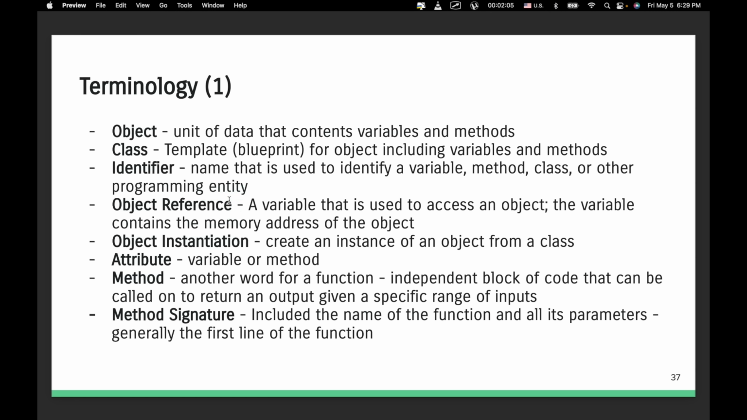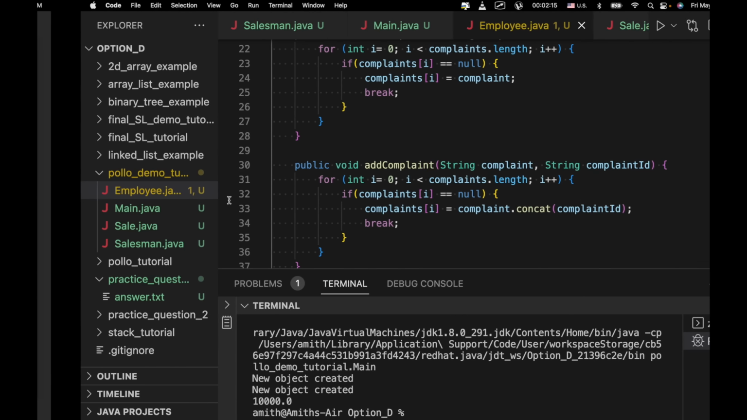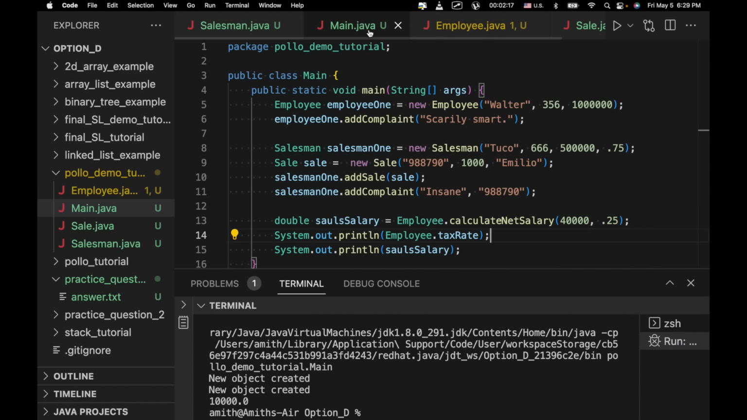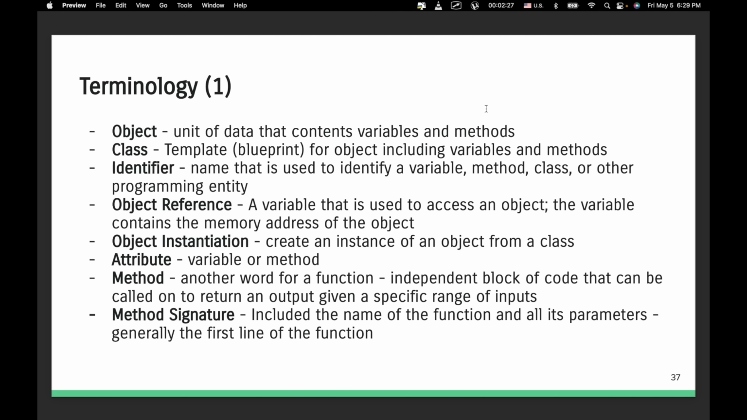The second is object reference. When we're talking about an object reference, we're talking about a variable that is used to access an object. That variable contains the memory address of the object, which is the reference. So right here, when we have employee, employee1, that's basically a reference to this employee object. That's an object reference to this object that we've created right here. The other terms we went through in this video.